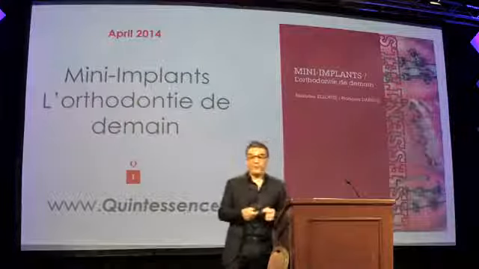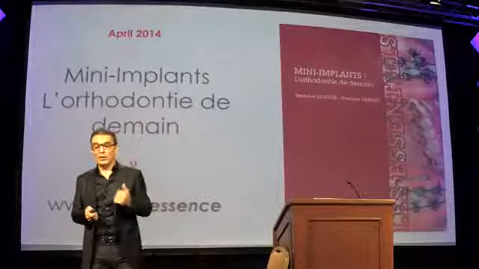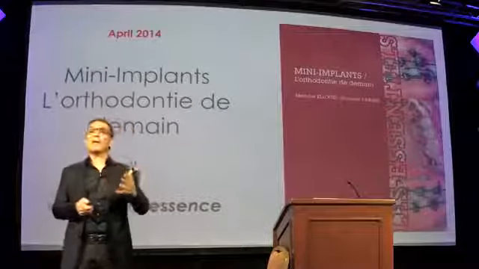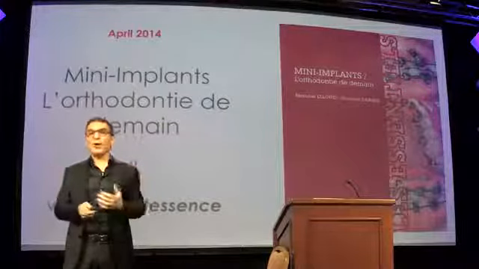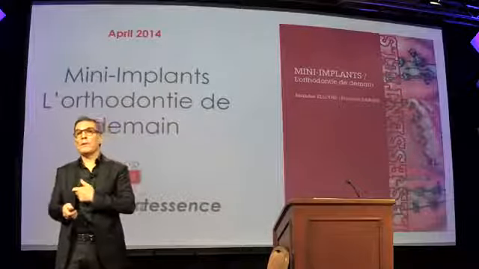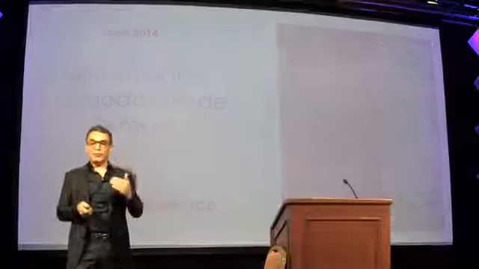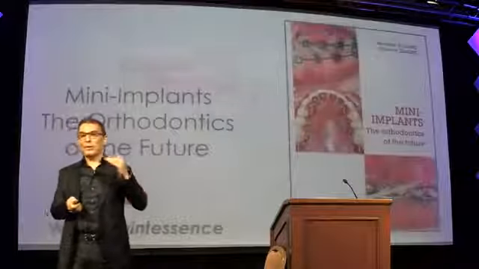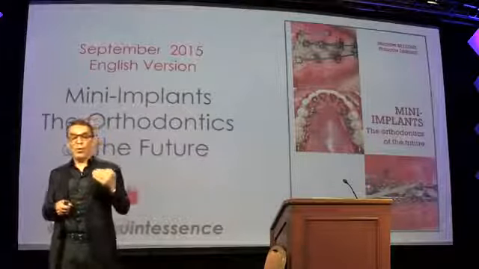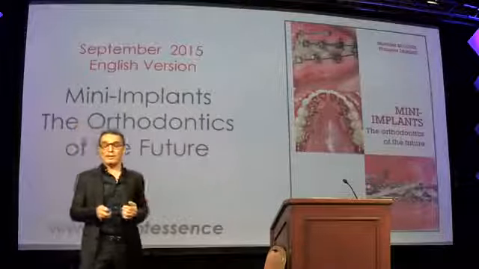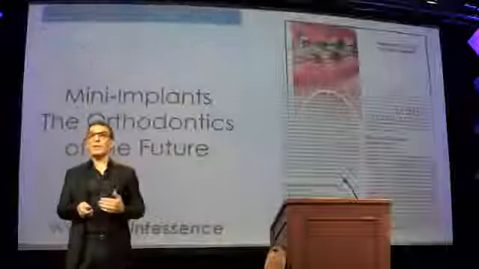So, just a word about this book, Mini Screws, the Orthodontic of the Future, released in 2014 in the French version first. It encompasses all of the protocols that we will be talking about today and much more. The English version was made available just 1 year later, September 2015, with an editorial in the AJO-DO the first year, and again 1 year later.